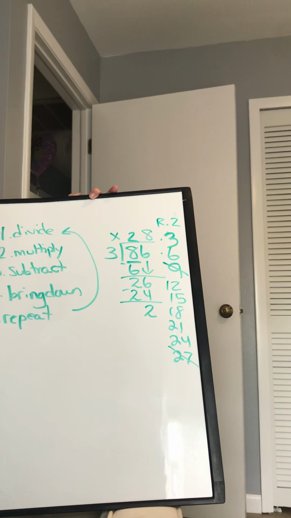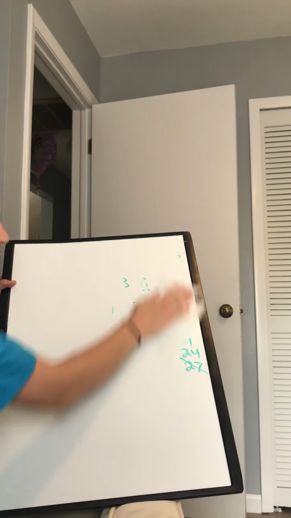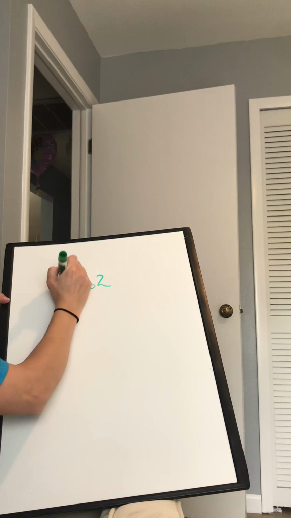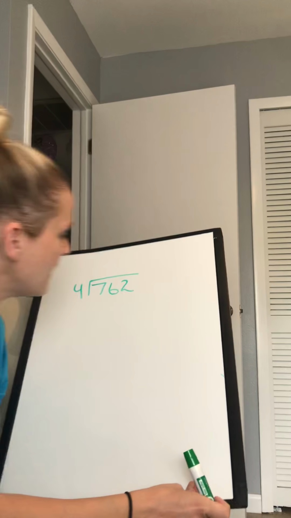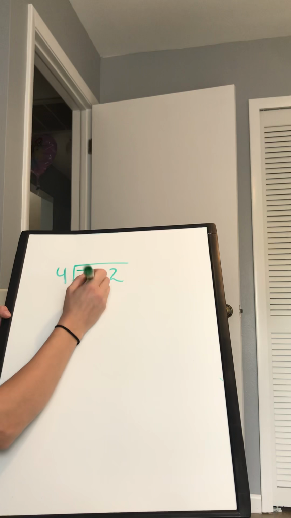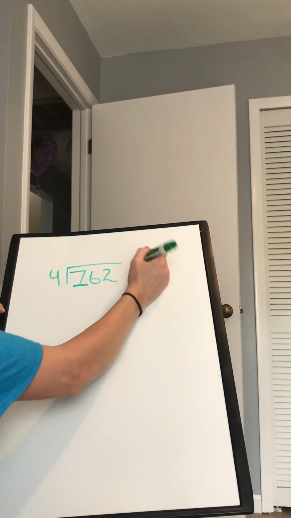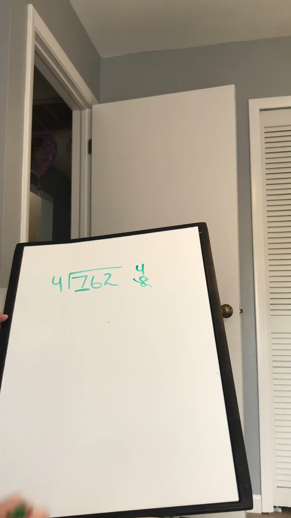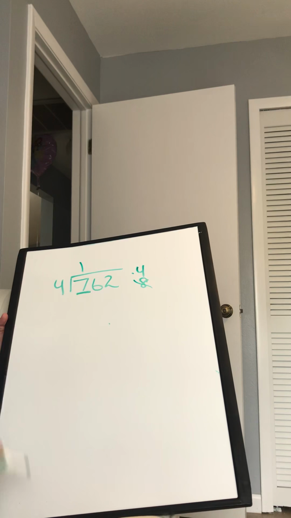Okay? Now I'm going to do another one with a 3-digit number divided by a 1-digit number. So let's do 762 divided by 4. So the first thing I'm going to do is underline that first digit there, the 7. So how many times does 4 go into 7 without going over? I'm going to skip count. 8 is too much already, so I'm going to cross that off. And 4 goes into 7 one time. 1 goes on top.